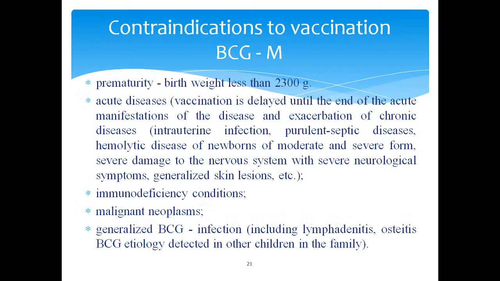What about contraindications to vaccination with the BCG-M vaccine? It's a light BCG vaccine, BCG-M. Premature birth, weight less than 1,300 grams. Acute diseases, immunodeficiency conditions, malignant neoplasms, and generalized BCG infection.